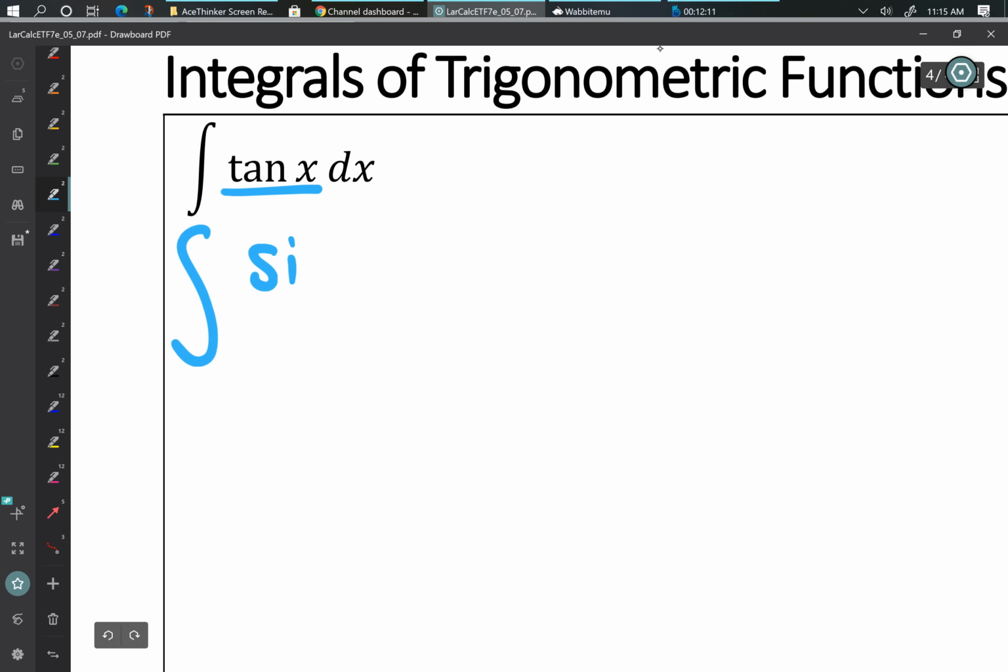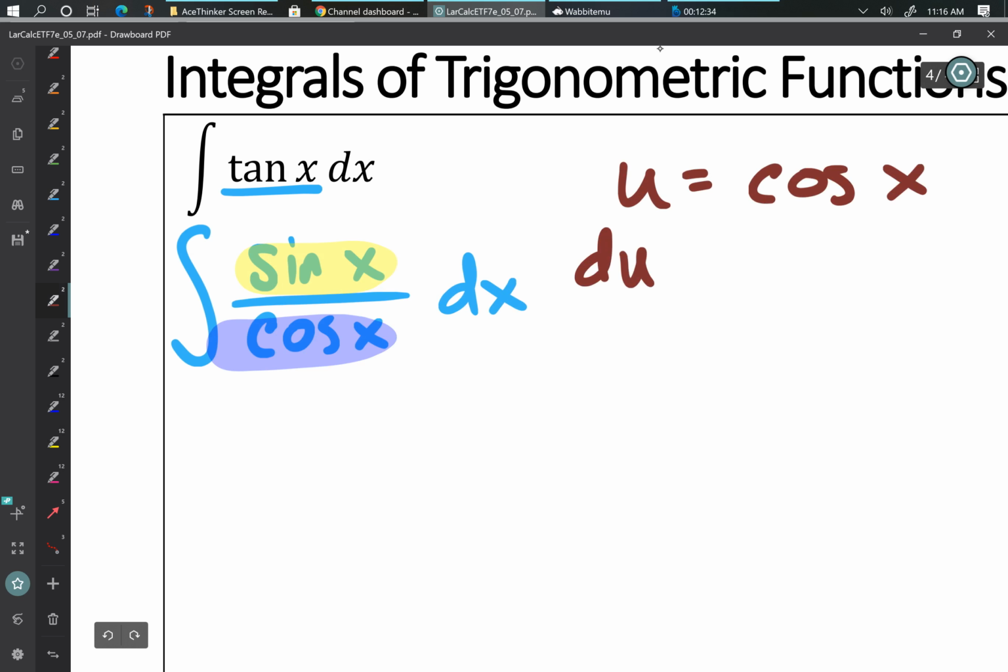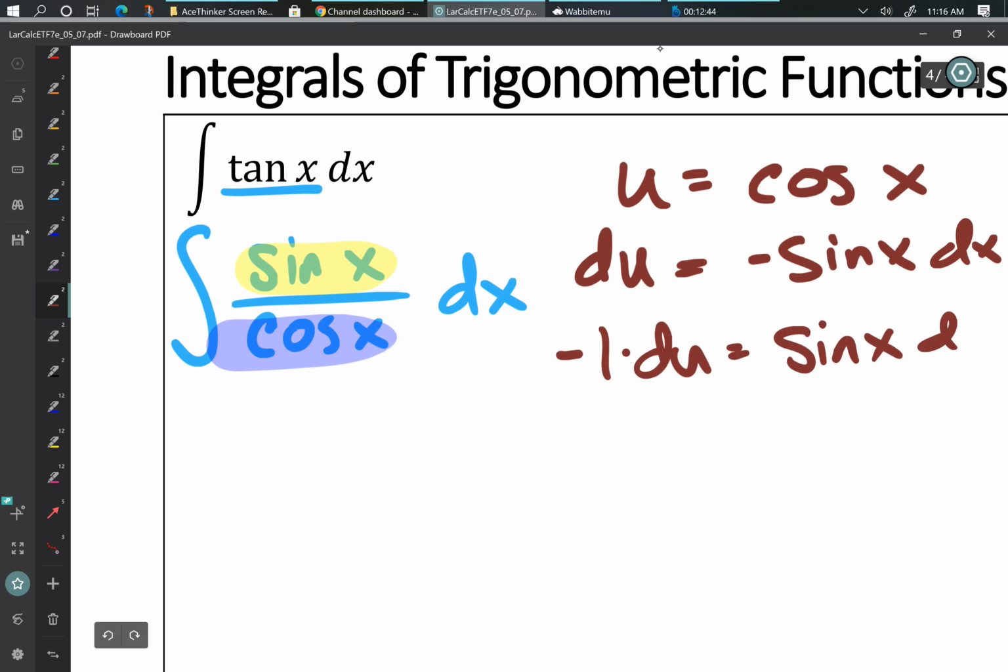So I'm going to remember that tangent is just sine x over cosine x dx. And now I see a fraction where the numerator is the derivative of the denominator. I mean, it's missing a negative, but we've learned by now that that can be fixed. So I'm going to say that u is the denominator, cosine x. Then the differential du would be negative sine x dx, or negative 1 times du would be sine x dx. And now I can do my substitutions.